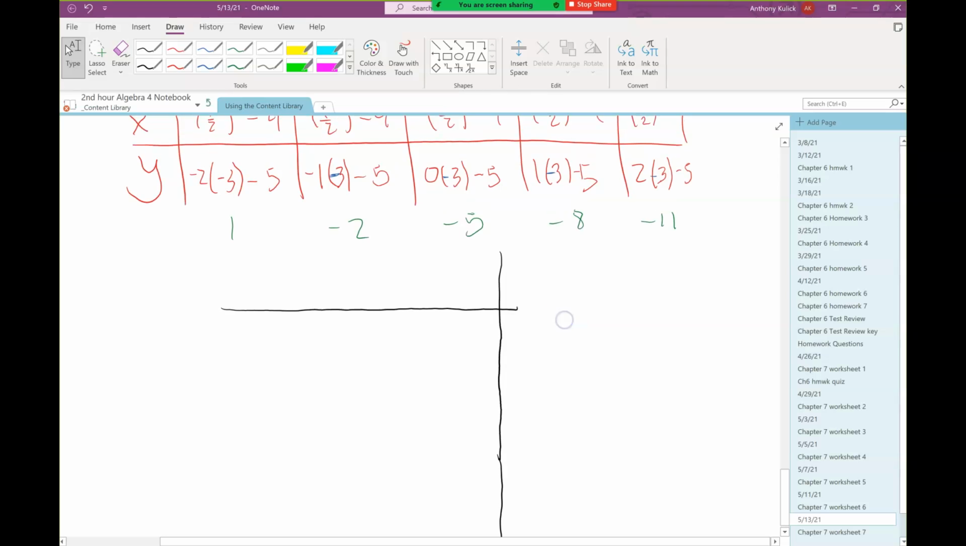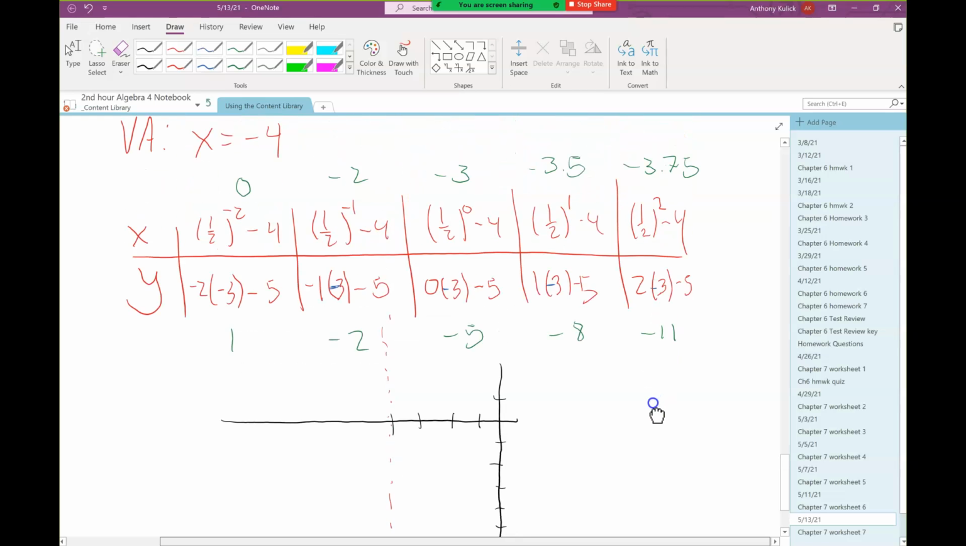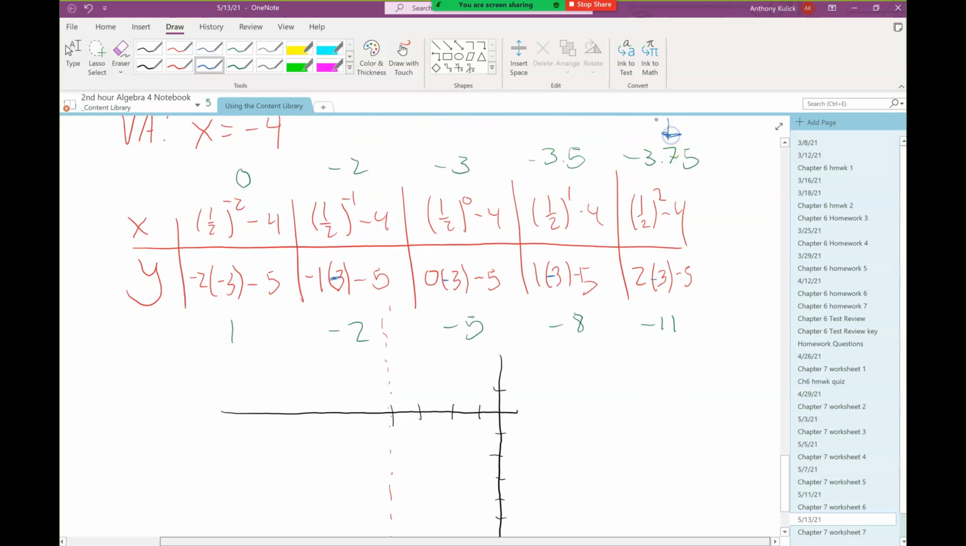One, two, three, four. Asymptote here. And then let's start plotting. I'm going to start at the far end of my table to plot because I like to usually plot things from left to right. So the negative things are at the end of my table here just coincidentally.